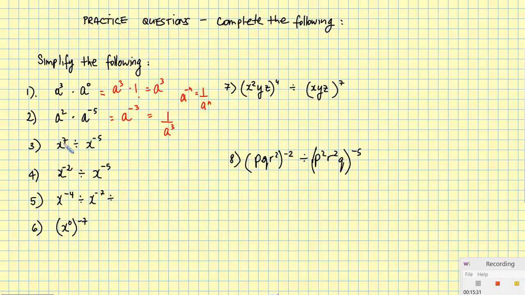And if I do x to the power of 7 divided by x to the negative 5, I will get x to the 7 minus negative 5, which takes us to x to the 12th.